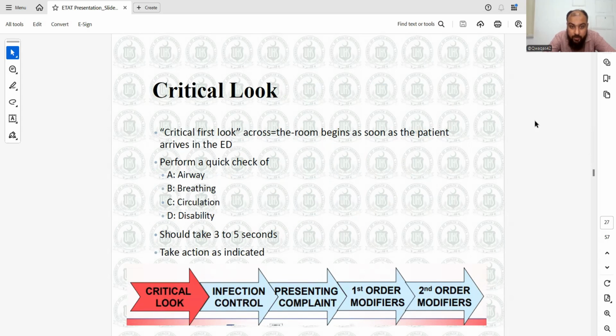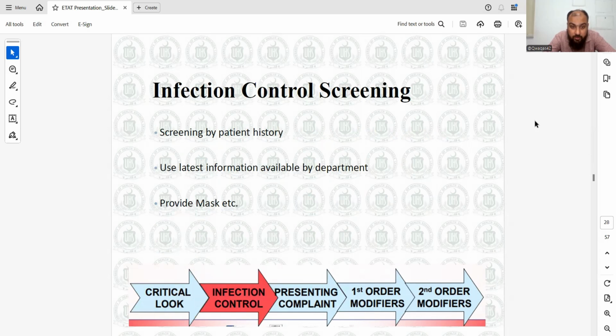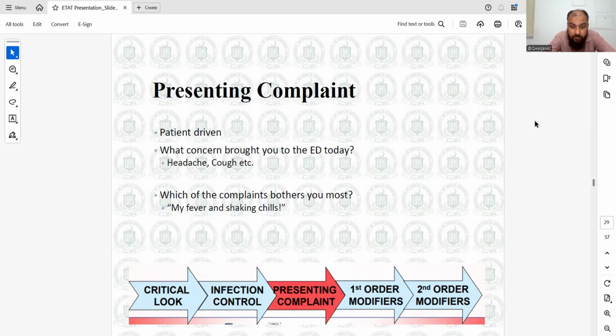Critical look. The critical first look across the room begins as soon as the patient arrives in the ED. Perform a quick check of airway, breathing, circulation, disability. It should take 3 to 5 seconds. Take actions as indicated. Infection control begins with the patient history. Use the latest information available from the department. Provide masks. Presenting complaint. First order modifiers.